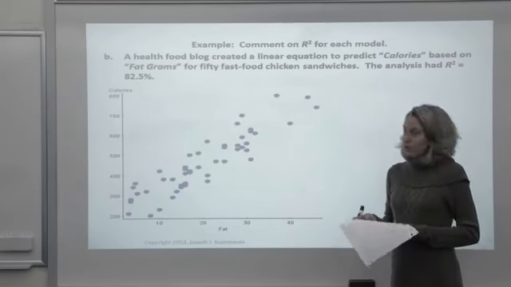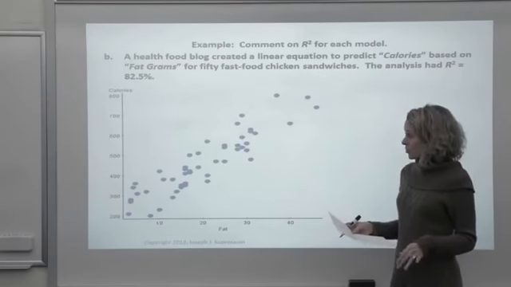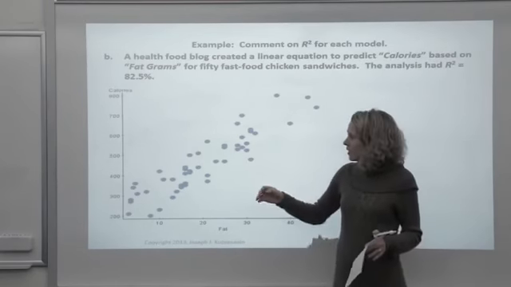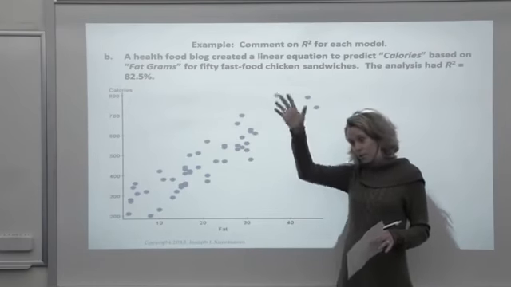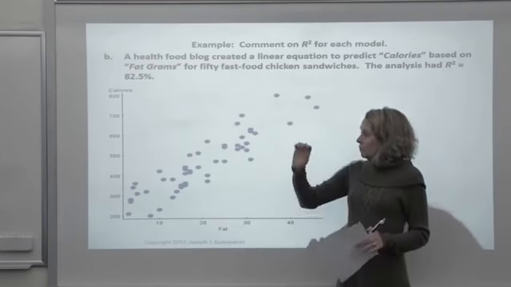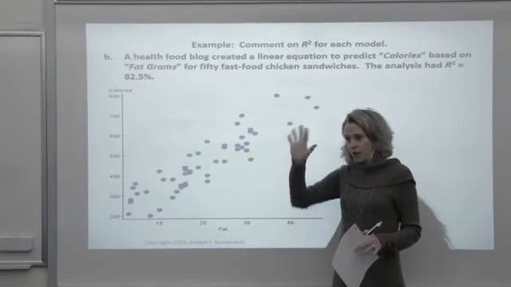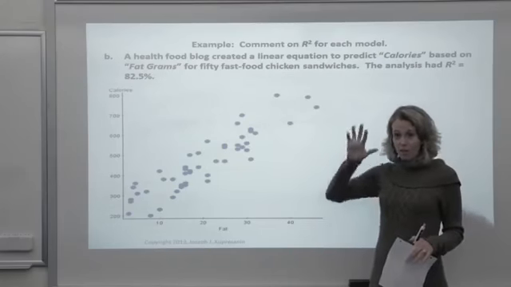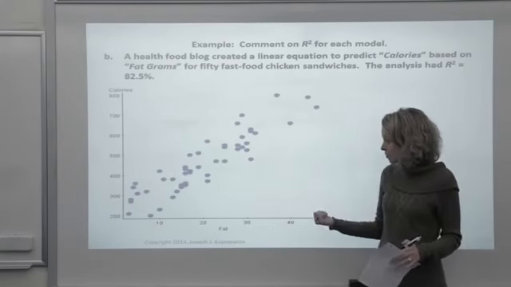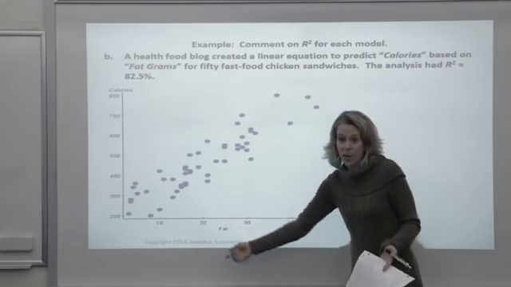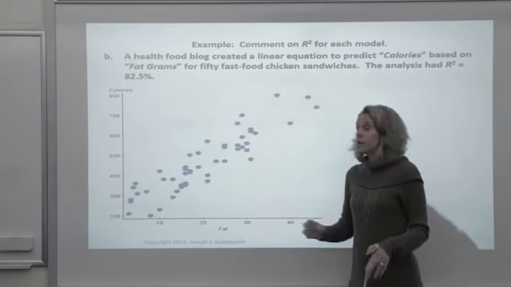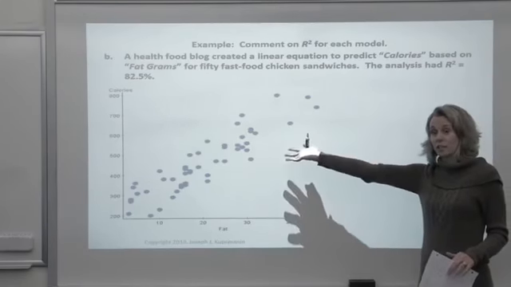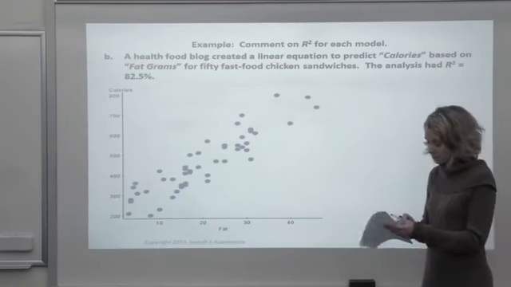The way we would interpret the R squared value of 82.5%: those 50 sandwiches didn't all have the same number of calories, right? So the number of calories varied. If we looked at all the calorie values for those 50 chicken sandwiches, 82.5% of the variation in those number of calories could be explained by the grams of fat in the sandwiches. So that's pretty good. And so we want to make sure that we write a sentence, sort of like what I just said, in the context of the problem to interpret that value.